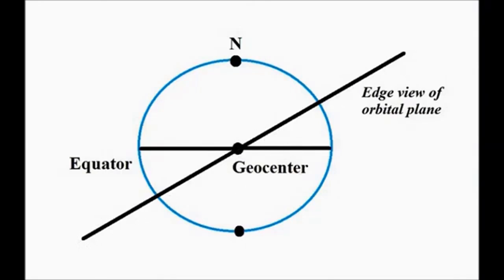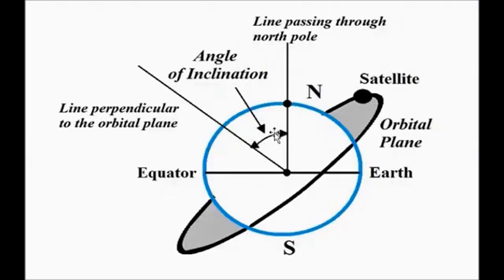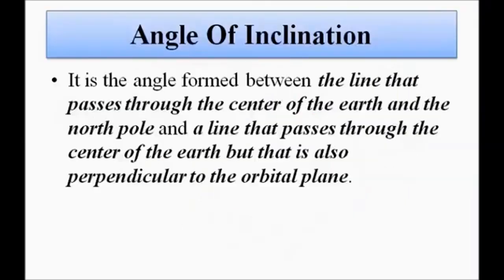So according to the second definition of the angle of inclination, the angle is the angle formed between the edge view of the orbital plane and the equator. This is called the angle of inclination. So both these angles, this and this, are of the same value. There are just two ways of defining the same thing, the angle of inclination. So don't have any confusion.